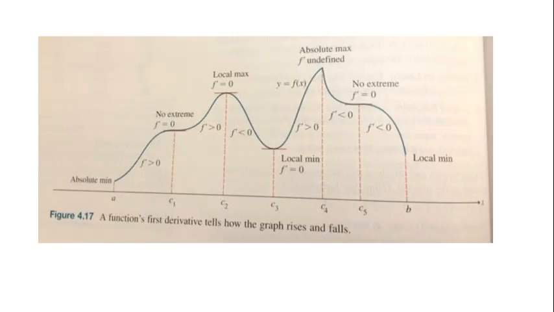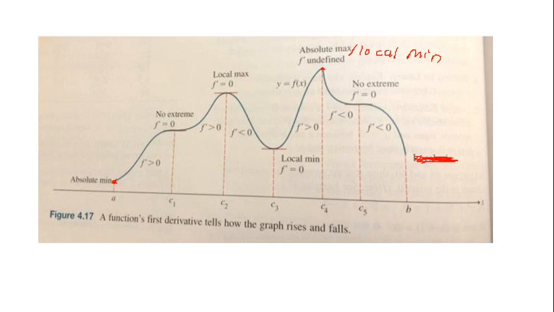So this graph just kind of summarizes a little bit of all of that. So, we have an absolute minimum occurs right here at A, and the absolute maximum occurs right here at C4, that interior point. Now, the absolute minimum occurred at an endpoint, the absolute maximum occurred at an endpoint. This absolute maximum is also a local maximum, because it does fit the criteria for a local maximum. It is higher than all of the points that are immediately nearby.